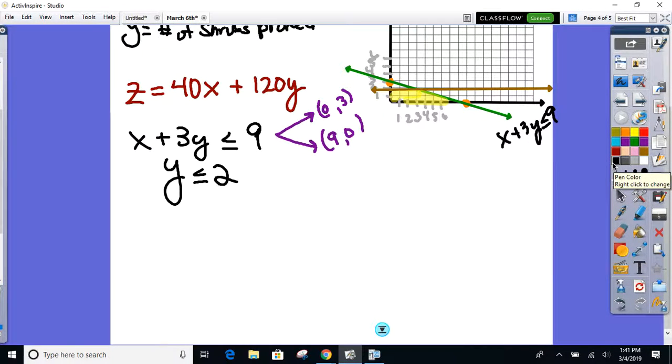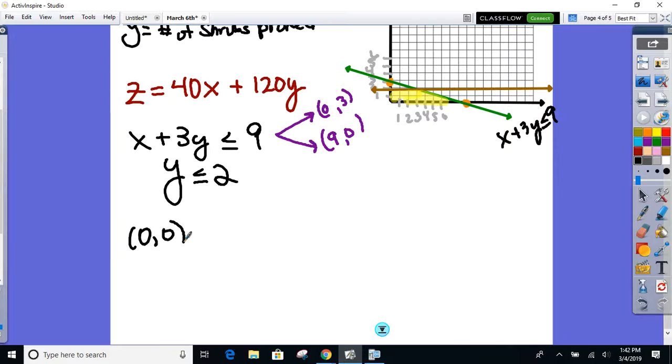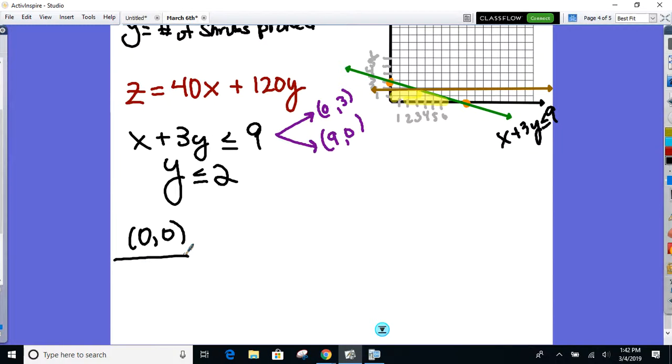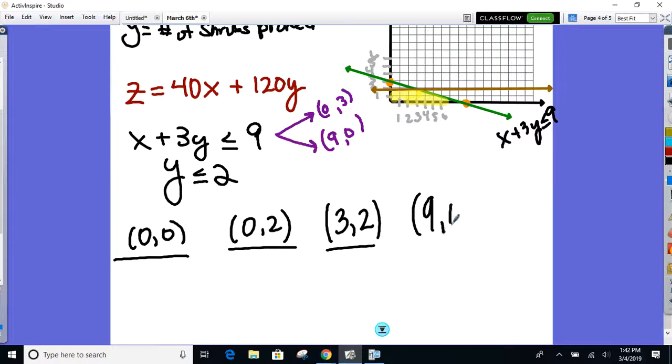I'll do the first point for you. I see 0, 0 on there. 0, 2 is also on there. 3, 2, absolutely. And that last one should be, it goes all the way out to 9, 0. All right, find your Z values. How many lawns and how many shrubs do I have to deal with?